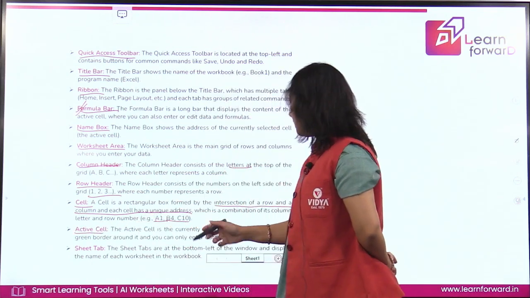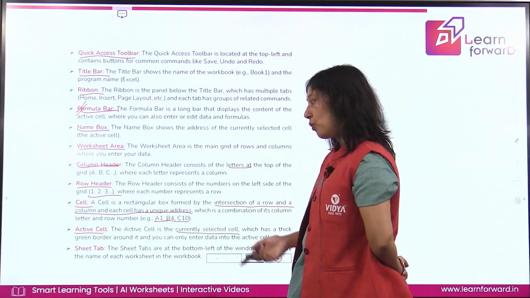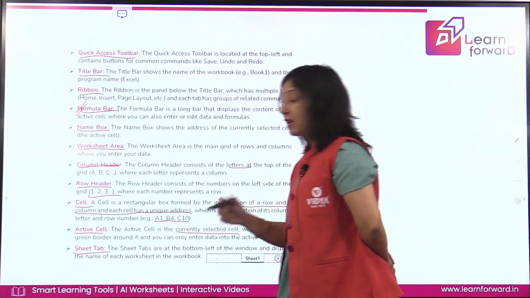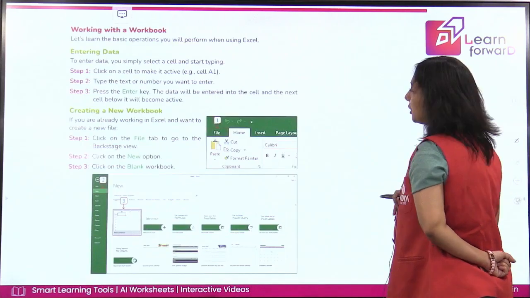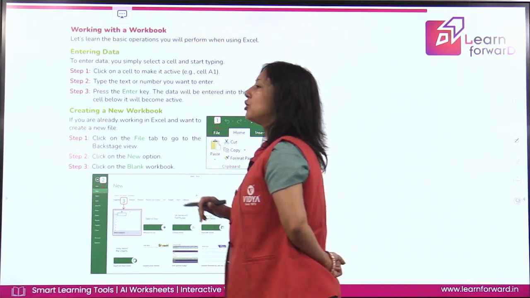Active cell is basically the currently selected cell in which you are working. Sheet tab is, as I told you, at the bottom. You can add any number of sheets using the sheet tab, and it also displays how many sheets you have.